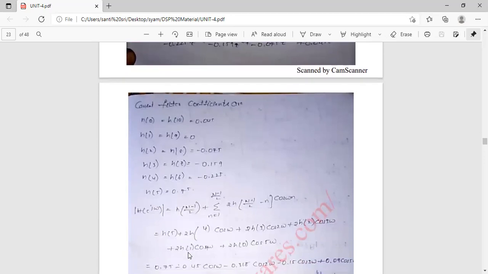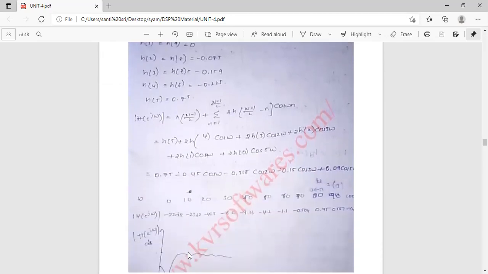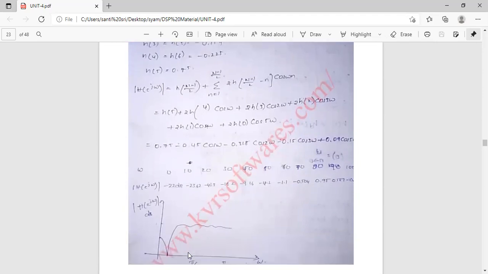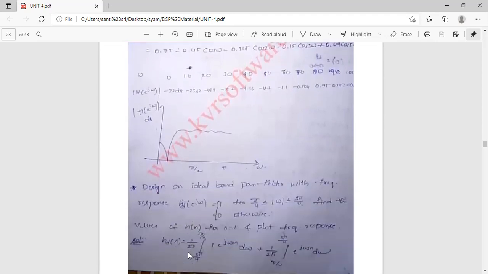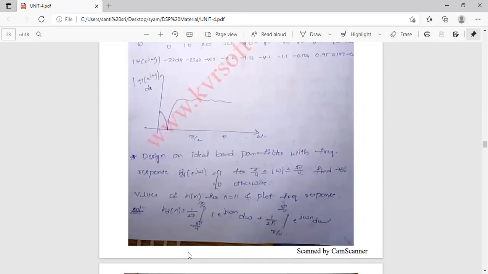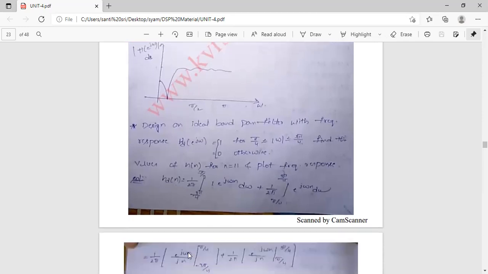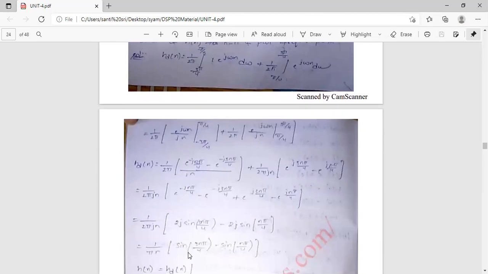Okay, then H of e power j omega is equal to h of n minus 1 by 2 plus sigma n equals 1 to n minus 1 by 2 of 2 into h of n minus 1 by 2 minus n into cos omega n. So like that, we will simply substitute those values so that we will get the response like this. Okay, so like this, we'll do the problems.